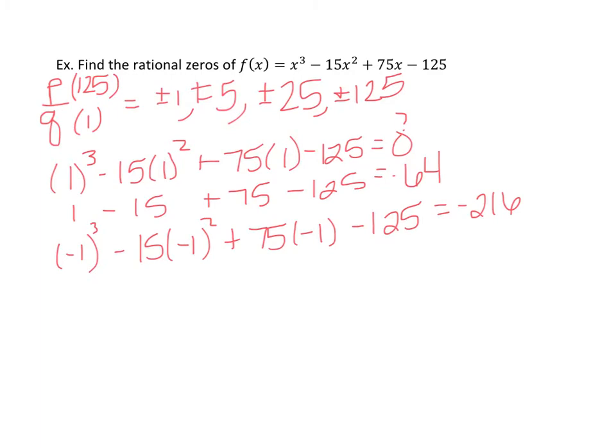So we keep trying. So 5 is one of them that works. So I know x equals 5 works. And in this case, 5 is the only one that works. So 5 is the only rational zero I can get out of this. This means, since there's actually 3 here, the other 2 must be imaginary or irrational.